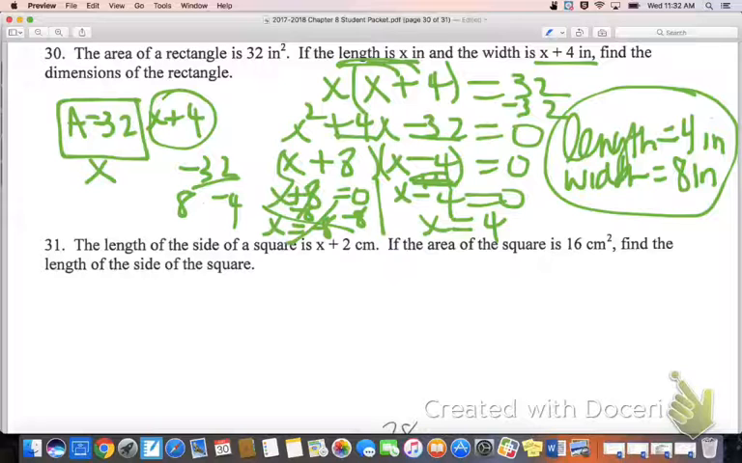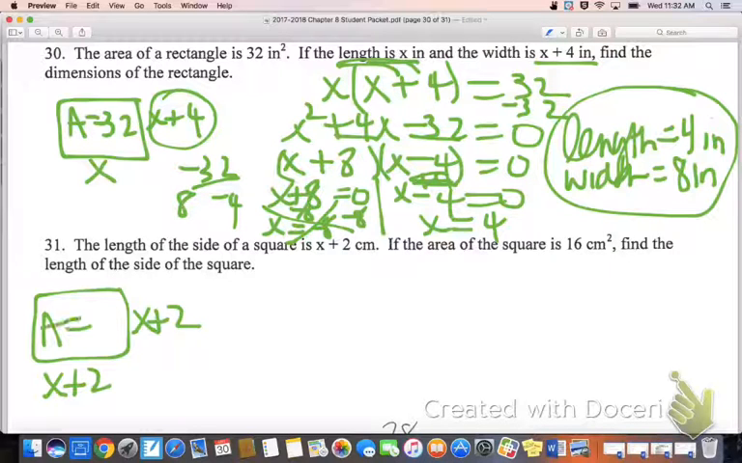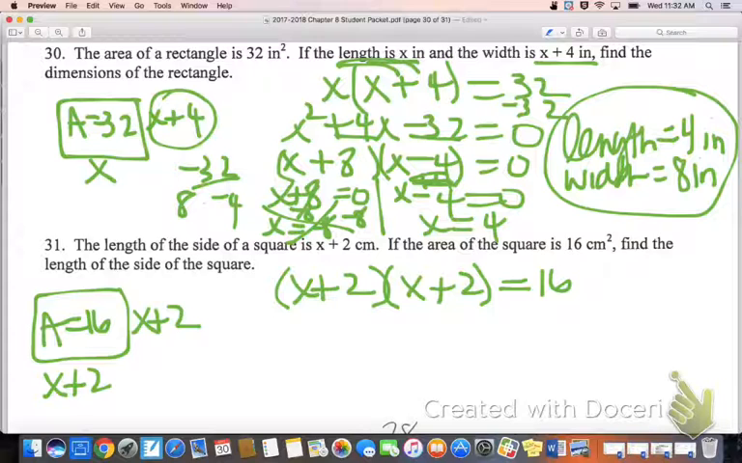Alright, the length of a side of a square is x plus 2, so you have x plus 2 and x plus 2. The area is 16. Alright, find the length of the side of the square. So to do this mathematically, we would do length times width, or x plus 2 times x plus 2, and set that equal to 16.